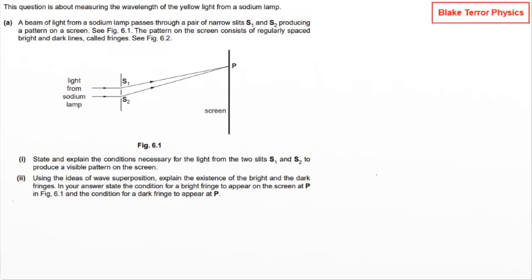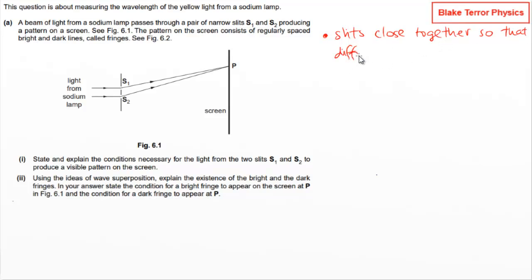State and explain the conditions necessary for the light from the two slits S1 and S2 to produce a visible pattern on the screen. There are a couple of things that we're going to need. We need the slits to be fairly close together, so that the diffraction patterns overlap.